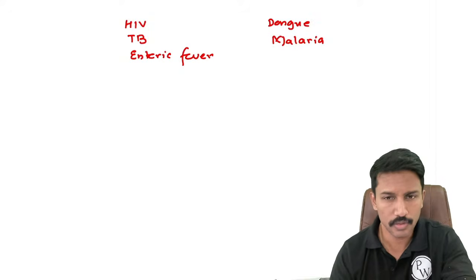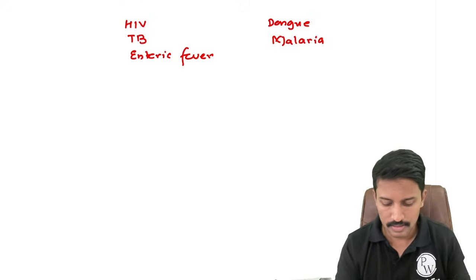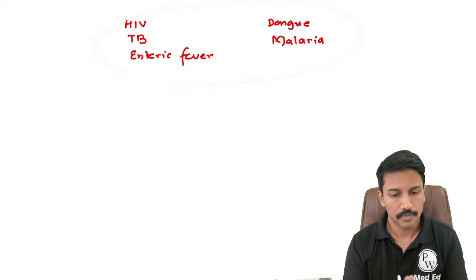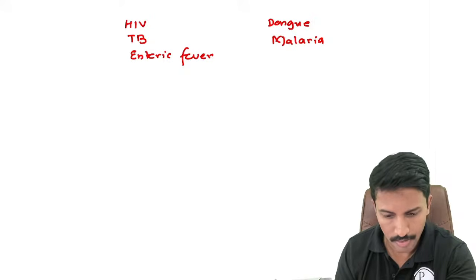So today in the next 1 hour, we will be covering some of the important questions from infectious diseases. For the theory exam, there are 5 important infections which include HIV, tuberculosis, enteric fever, dengue and malaria.